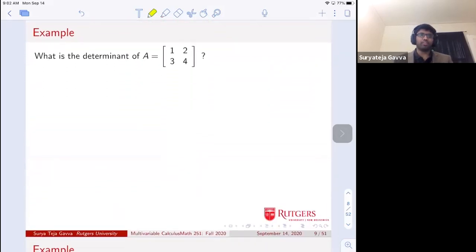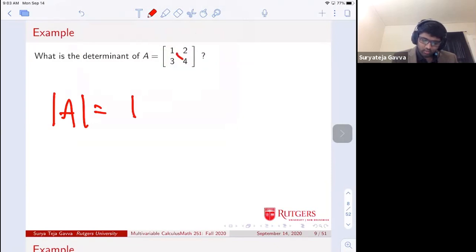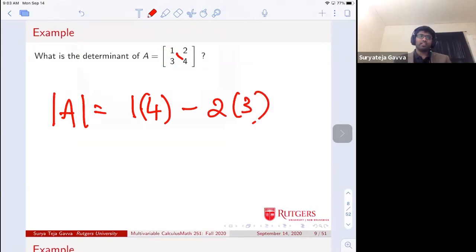Okay, so what is the determinant of 1, 2, 3, 4? Let's compute it. This determinant is nothing but 1 times 4 minus 2 times 3. You multiply the diagonal quantities and subtract them: 1 times 4 minus 2 times 3. So this is 4 minus 6, which is minus 2. That's the determinant of 1, 2, 3, 4.